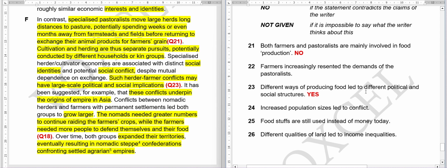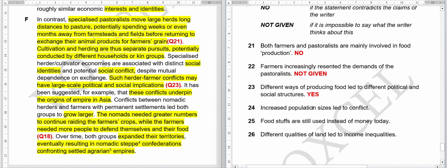So if you have the same views as your friend or some other person, why will you have conflict with them? So conflict always means different opinions. So when does conflict arise? When there is a difference in opinion. Clear? So if this is yes, this is no, and we know this, then this should be not given. I hope it is clear.